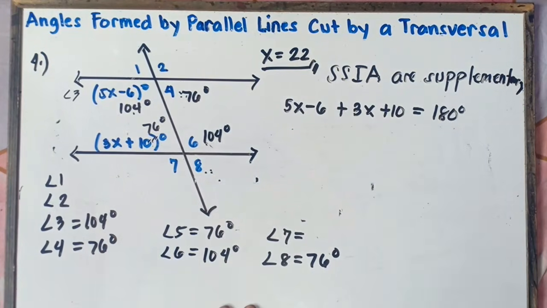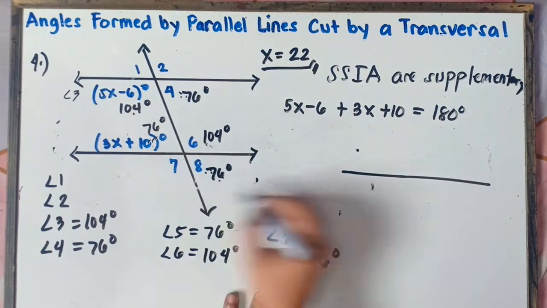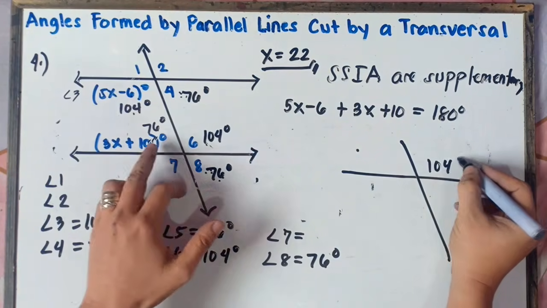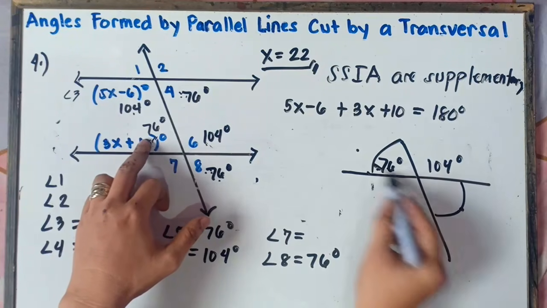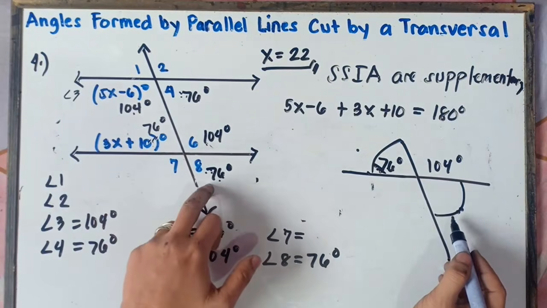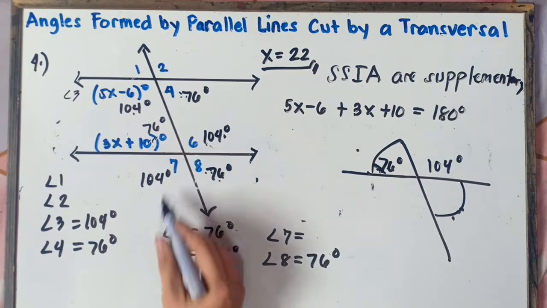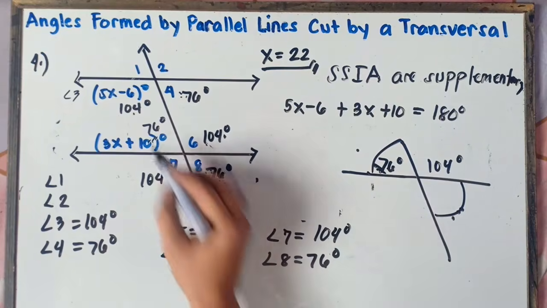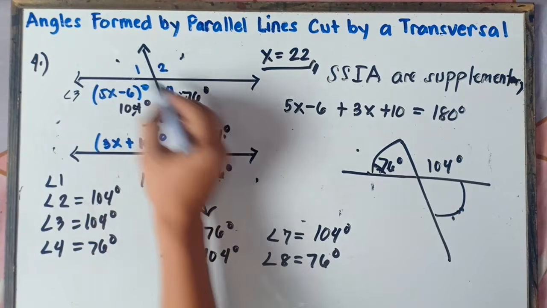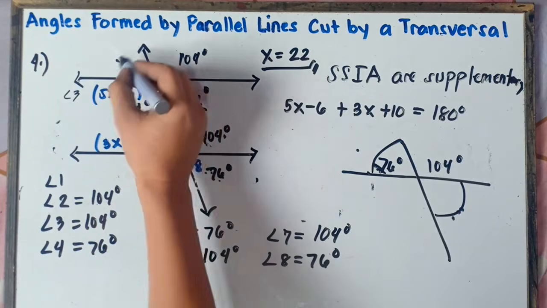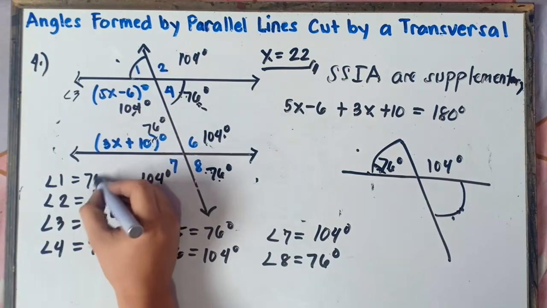Or you can recall, class, vertical angles. It forms letter X, right? This is 104 degrees, this is 76. Vertical angles are always congruent. That's why you have 76 degrees. 104 and then 104, vertical angles, letter X. Angle 7 is 104 degrees. Vertical angles, angle 2 is 104 degrees. Vertical angles, this angle and this angle will be congruent. 76, this will be 76.